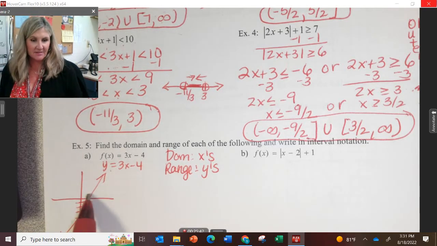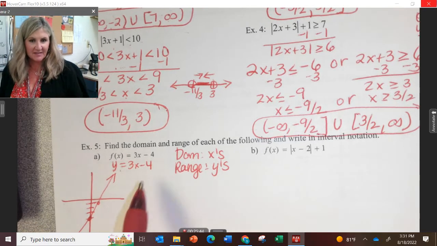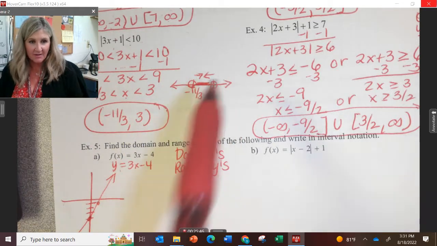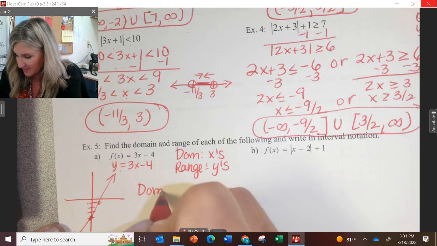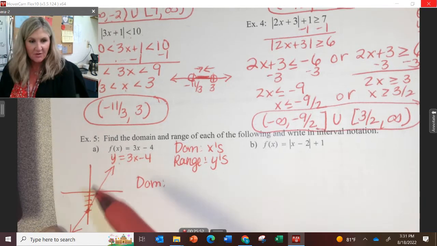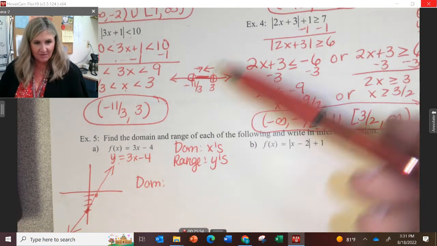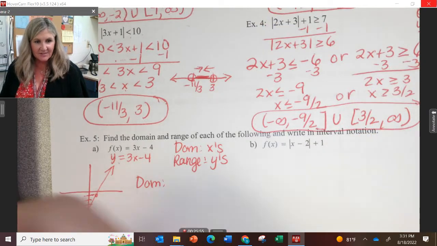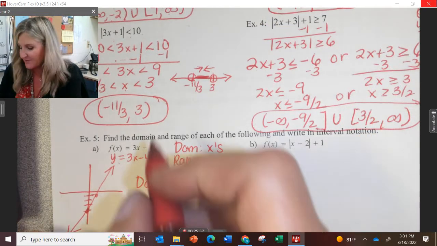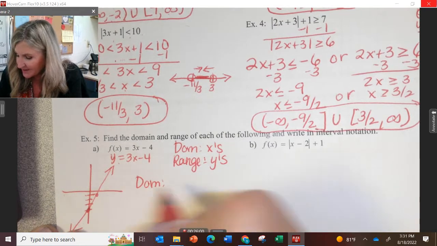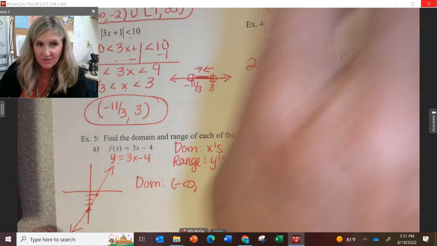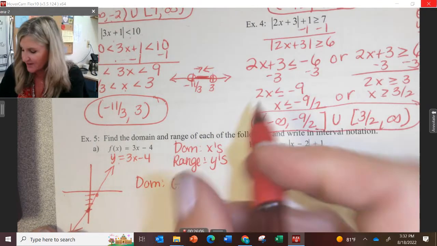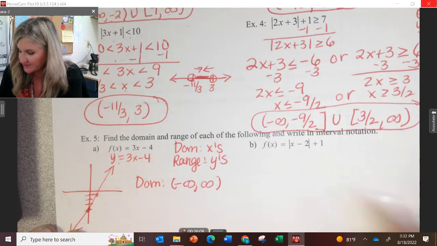I look at this. This is the x-axis. This is different from the inequalities. Now I'm looking for the domain. The domain means the x's I can use. Well, these x's, this graph goes on forever. So these x's go way down there to the left. So the domain is going to be negative infinity, and then the x's go up and way over in the x direction. So it's negative infinity to infinity.